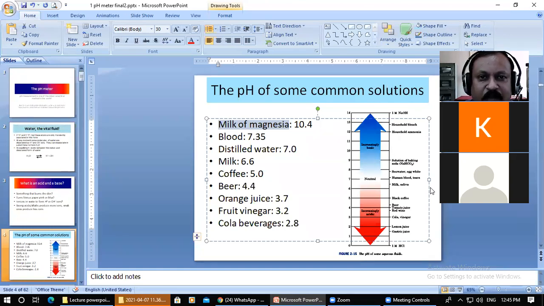Tree milk, bark. Yes, that is magnesium hydroxide. Okay, magnesium hydroxide. And do you know the uses of this magnesium hydroxide or milk of magnesia?